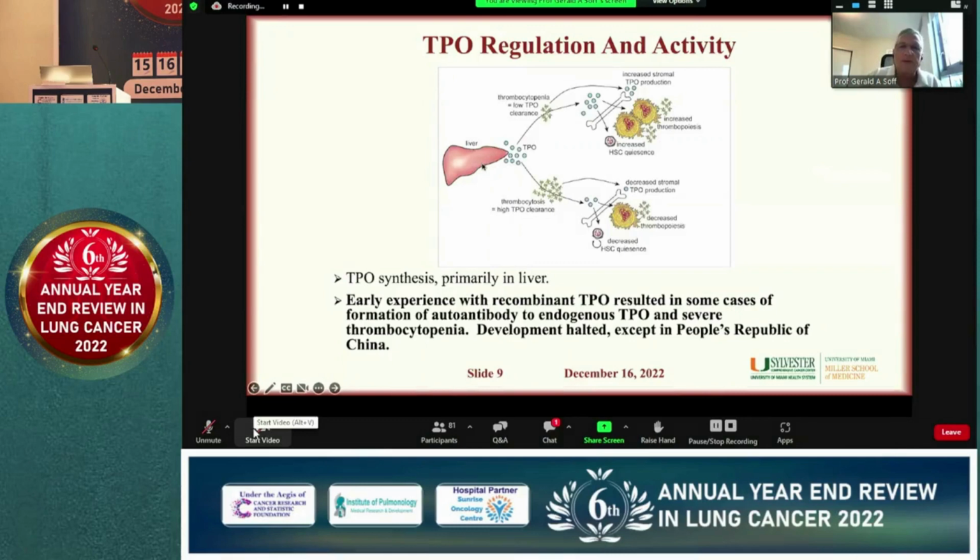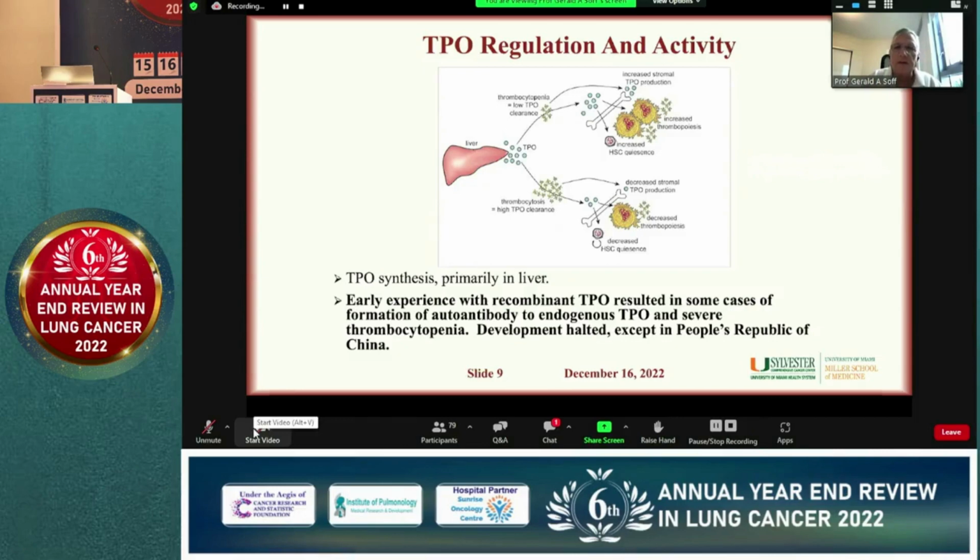Recombinant thrombopoietin was made maybe 20 or 25 years ago, and it was being developed by Amgen. Unfortunately, some of the normal volunteers receiving some forms of recombinant thrombopoietin developed cross-reacting antibodies that were quite devastating. They cross-reacted with the endogenous thrombopoietin, leading these normal volunteers to be significantly thrombocytopenic. That halted all further development in the Western world. The only place recombinant thrombopoietin is still being developed is in the People's Republic of China.